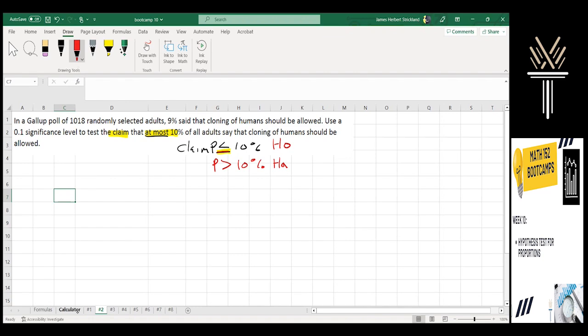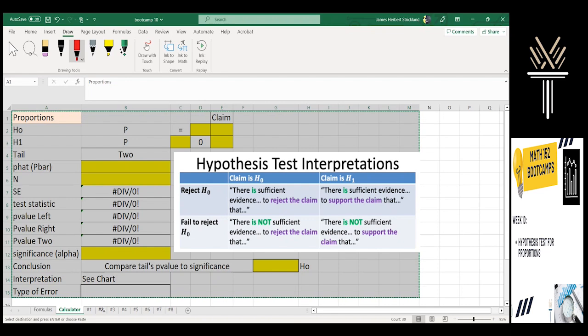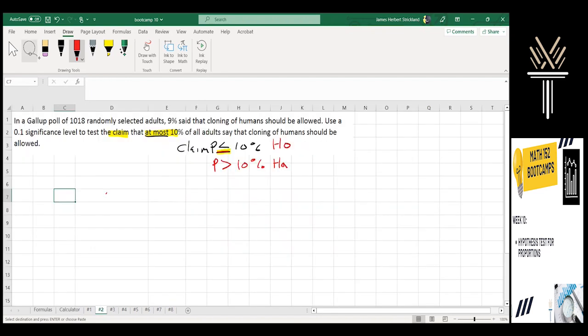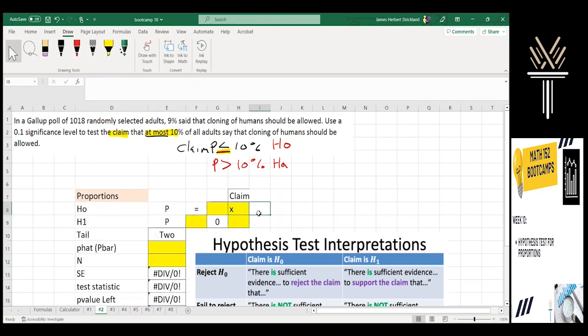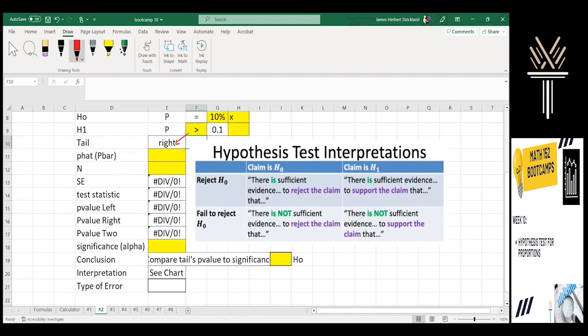Okay, let's go grab our calculator, copy, paste it in somewhere, obviously in the big boxes here. And there we go. And so what do we know? We know the claim was the null hypothesis. The amount in question was 10%. And we said the alternative was greater than, which means now I'm doing a right-tailed test, which means I only care about this right-tailed p-value. I don't care about the left one. I don't care about the two-tailed one.